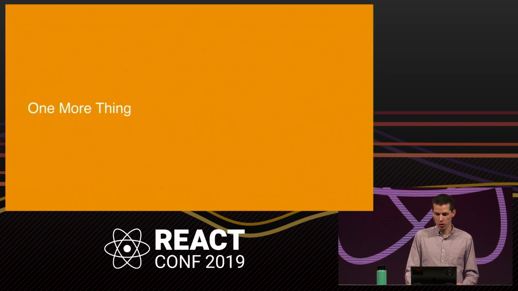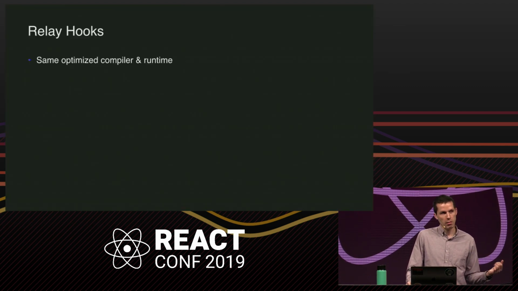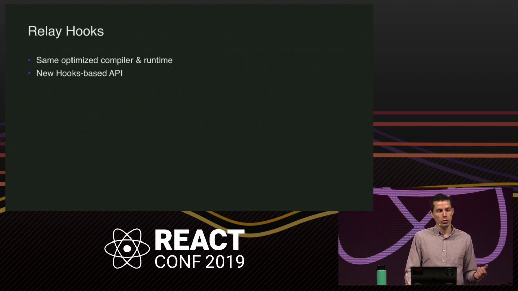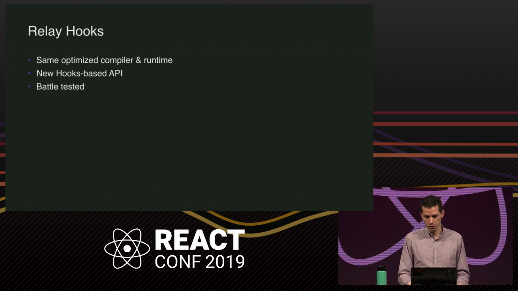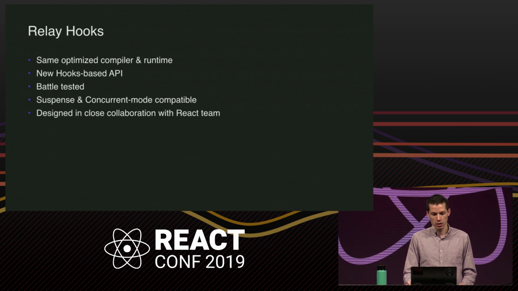But before I wrap up, one more thing. Today, I'm excited to announce that we're releasing an experimental version of Relay hooks. It's the same optimized compiler and runtime that we've had for the last few years with Relay Modern, with a new hooks-based API. It's battle-tested on the new Facebook.com. It's Suspense and concurrent mode compatible out of the box. In fact, we've been designing Relay hooks in close collaboration with the React team, iteratively changing both Relay and React to make sure that we could build great experiences.